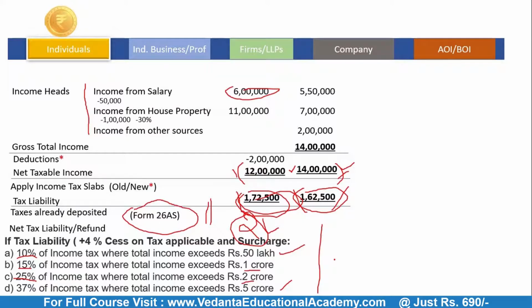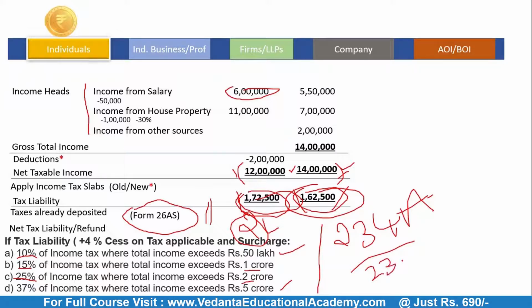Again, if you do not file the return within the due date of income tax filing, then under section 234A, 1% interest will be applicable. And if the tax liability is more than 10,000, you are supposed to pay advance taxes within the financial year. If you do not deposit any advance taxes, under section 234B, for default in payment of advance taxes, 1% per month is charged.